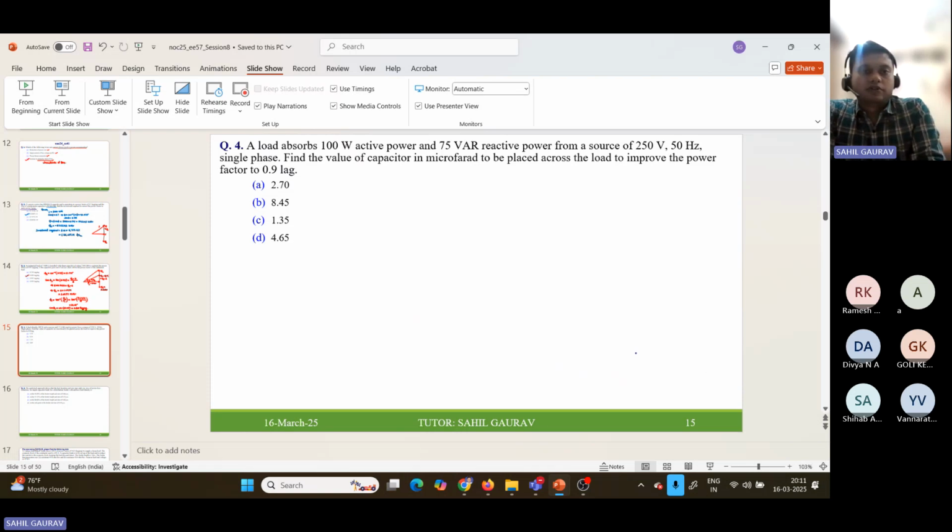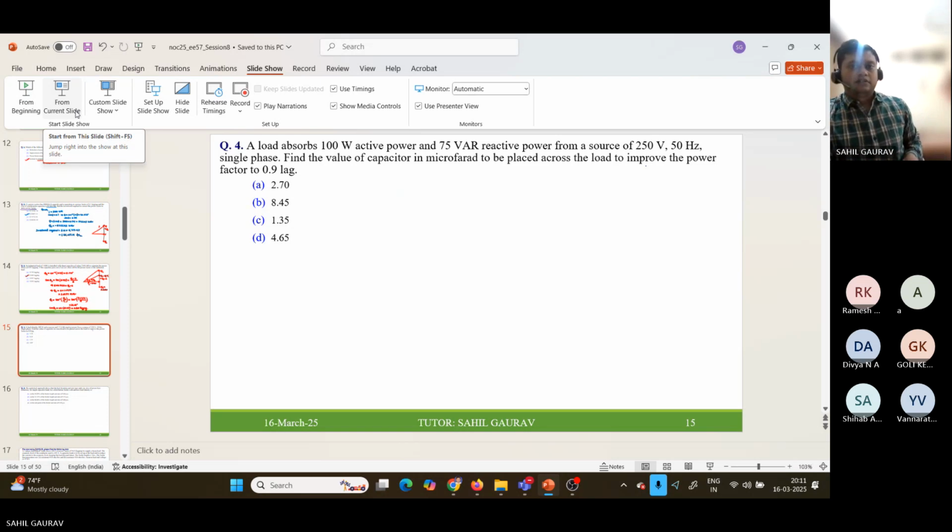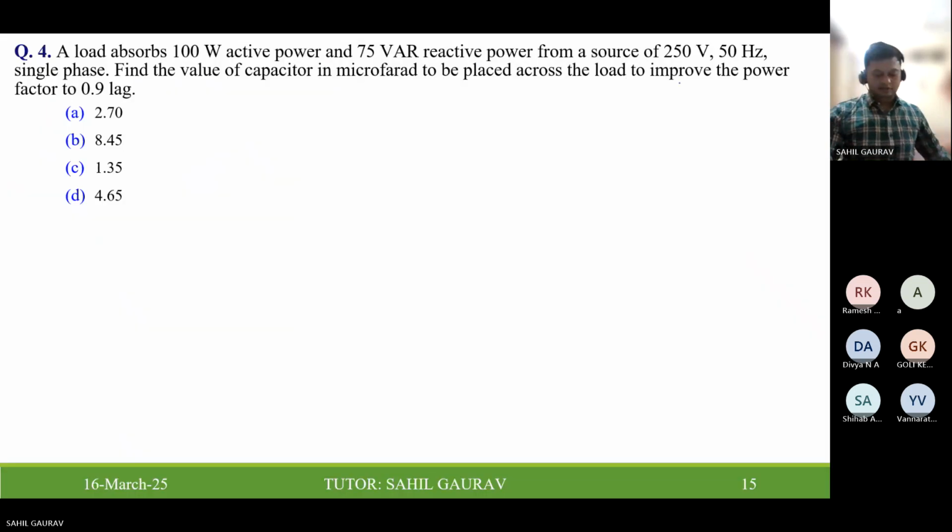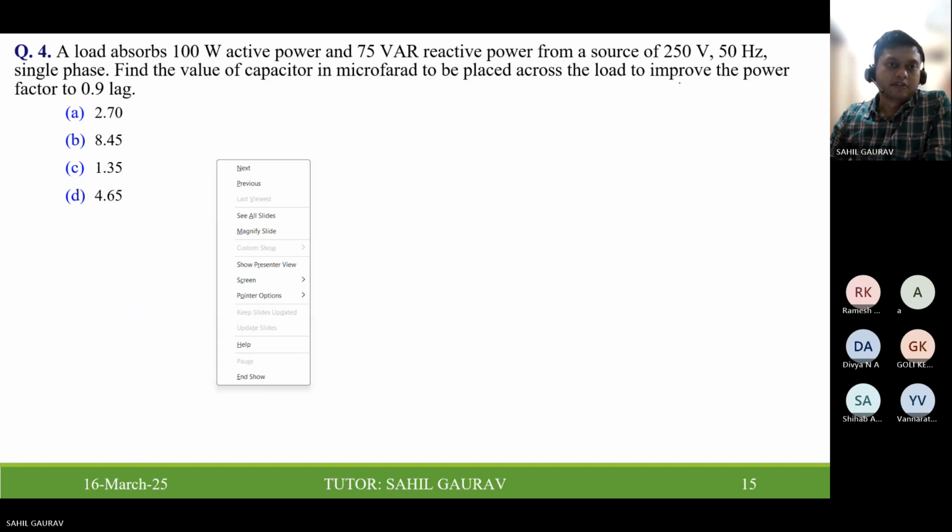Here a load absorbs 100 watt active power and 75 VAR reactive power from a source of 250 volt, 50 hertz, single phase. Find the value of the capacitor in microfarad to be placed across the load to improve the power factor to 0.9 lagging. This problem we also solve using the power triangle.